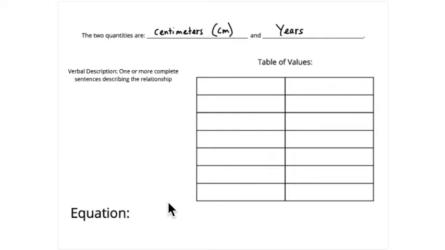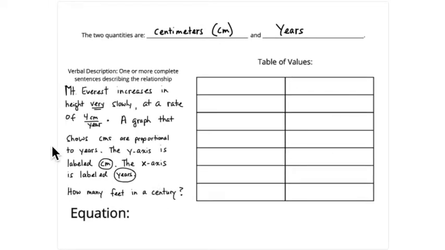All right, fill in a table. So the first thing I did is, so here are the quantities up here, centimeters and years. I want to look at the proportional relationship of Mount Everest increasing in height over years. So Mount Everest increases in height very slowly at a rate of 4 centimeters per year. A graph that shows centimeters are proportional to years.